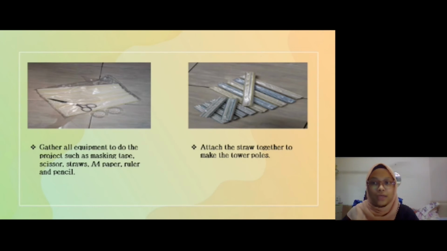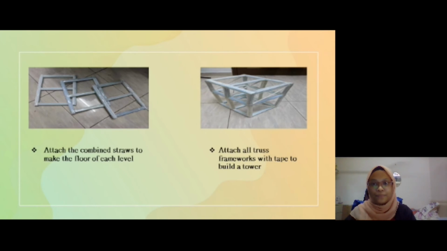So here we gathered all the equipment to do the project, such as masking tape, scissors, straw, A4 paper, ruler, and pencil. After that, we attached the straws together to make the tower poles. And then we attached the combined straws to make the floor of each level. We attached all truss frameworks with tape to build a tower.